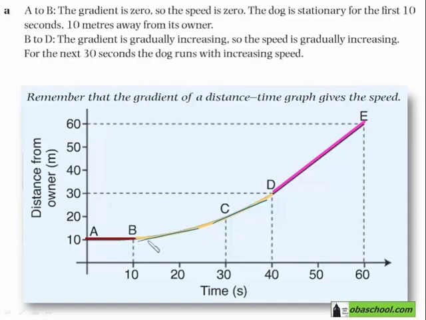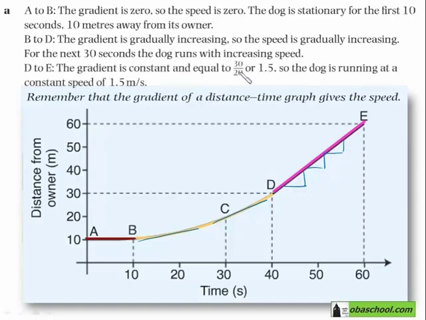It started out as stationary, and then it gradually increased, while from point D to point E, a straight line is drawn, so the gradient here is constant. The rise and the run at all points will be the same, so the gradient is constant and its value will be 30 divided by 20. The rise is between 30 to 60, so it is 60 minus 30, which is 30. The run, according to the time, is 20.